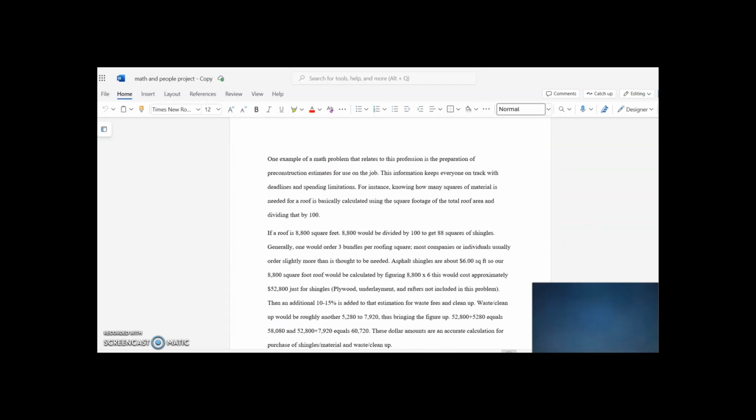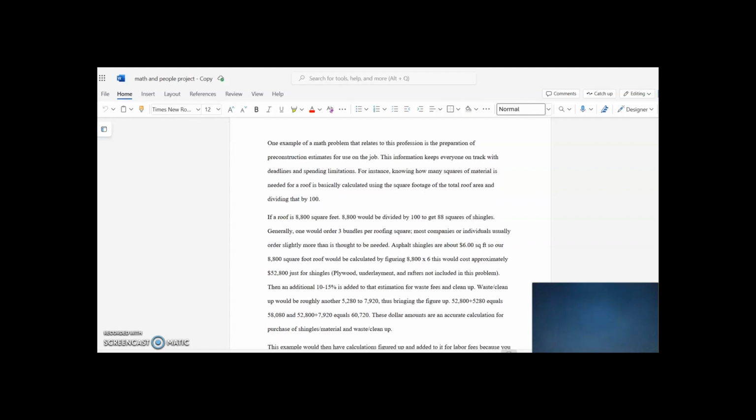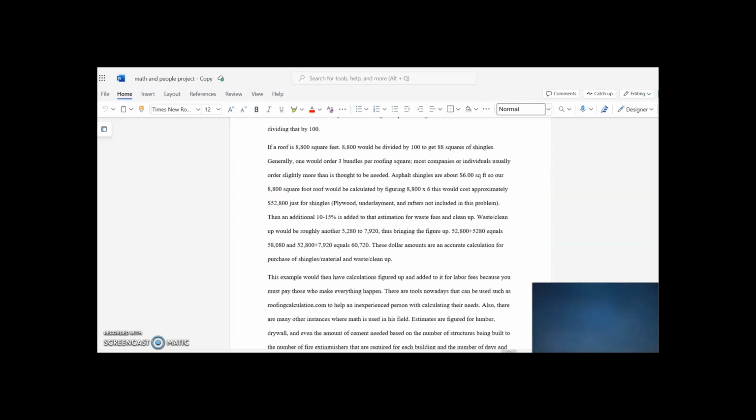One example of a math problem that relates to this profession is the preparation of pre-construction estimates for use on the job. For example, a roof is 8,800 square feet. 8,800 will be divided by 100 to get 88 squares of shingles. Generally, one would order 3 bundles per roofing square. Most companies or individuals usually order slightly more than is thought to be needed.